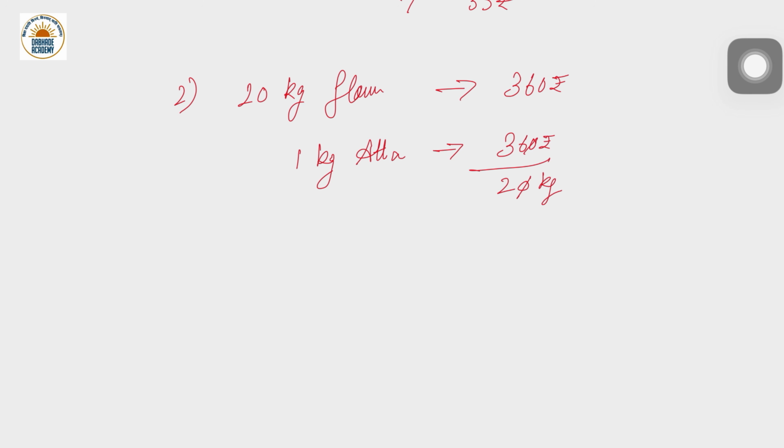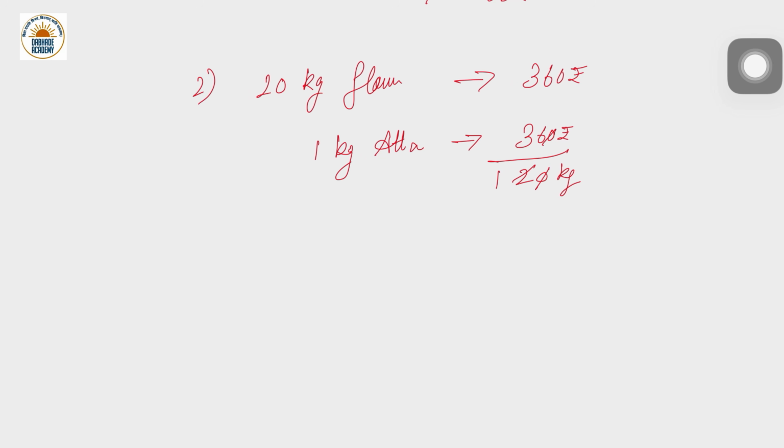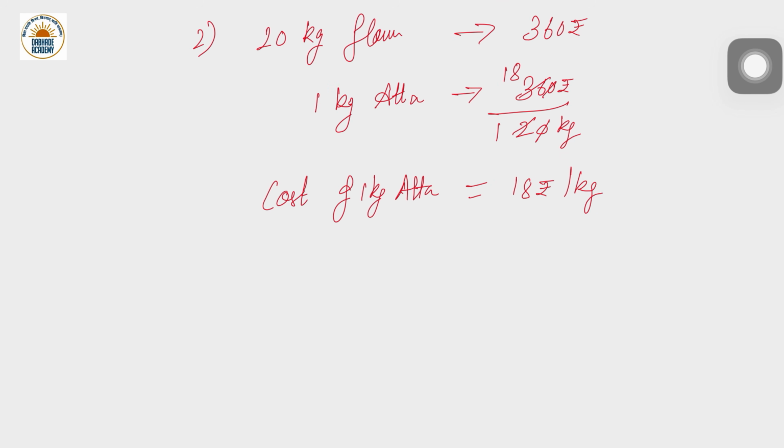0 1 0 will get cancelled. 36 divided by 2: 2 ones are 2, 2 nines are 18. So it is 18 rupees per kg. This is the cost of 1 kg of atta. So now can we find out what will be the cost of 10 kgs of atta?